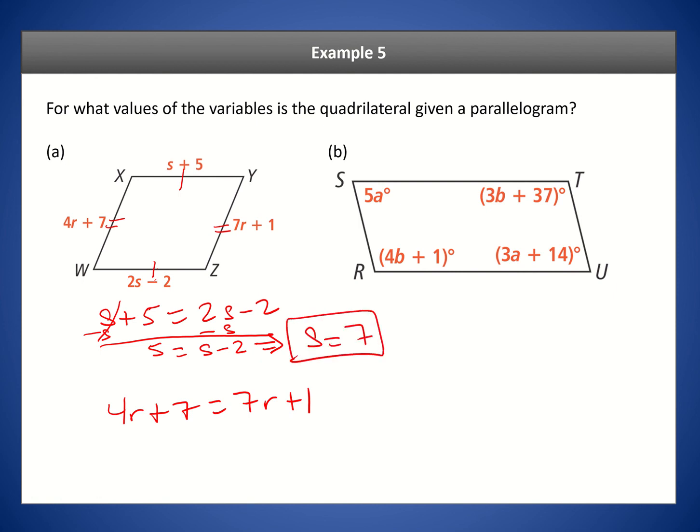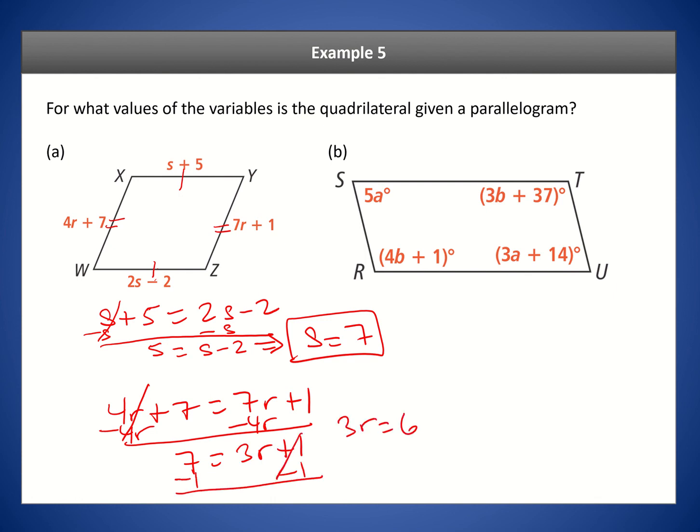Okay, and then looking at the next one, we're going to subtract 4r on both sides. So 7 equals 3r plus 1. We'll go ahead and take away 1 now. We get 3r equals 6, so that stands to reason. r equals 2, because 3 times 2 is 6, right here.